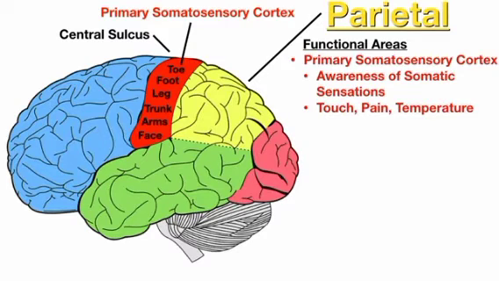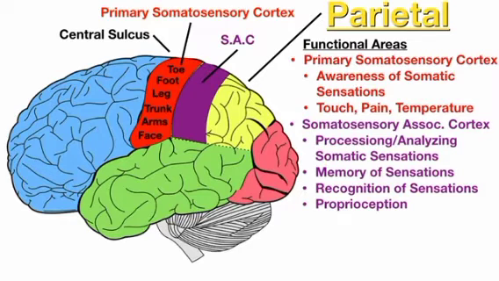Well, now we have to process and analyze that stimulus, and how do we do that? Well, that takes us to the next functional area. Just posterior to the primary somatosensory cortex, we have the somatosensory association cortex. As we said before, you're going to see a common pattern here. With every primary cortex, there's an association cortex. We saw it before with the primary motor cortex and motor association cortex, and now we're seeing it again with the primary somatosensory cortex and somatosensory association cortex. The job of the somatosensory association cortex is to take these somatic stimuli and process and analyze them, store them as memory, or compare them to old memories so that way we can recognize what this stimulus is.